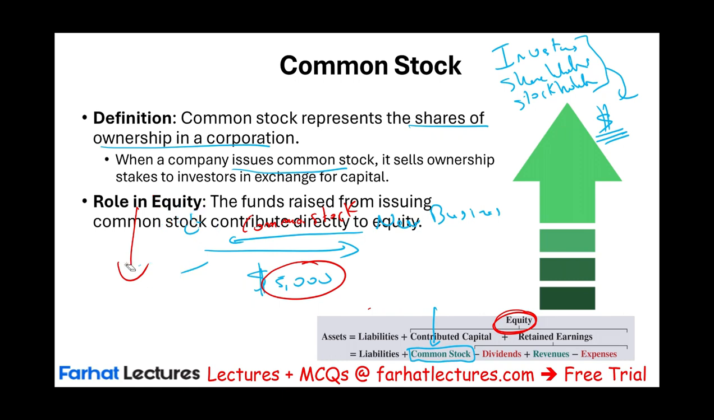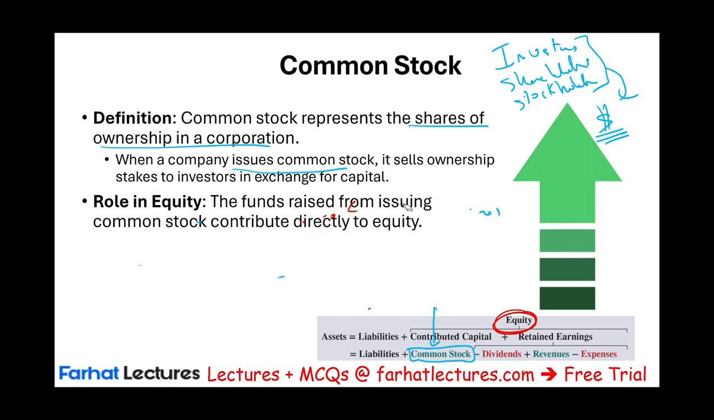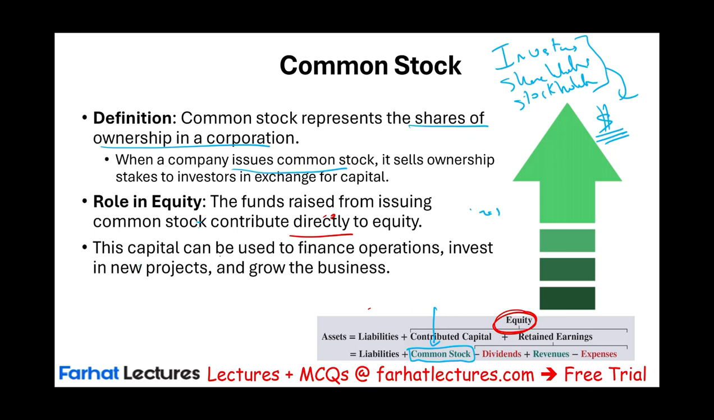It's called common stock. So the funds raised from issuing common stock contribute directly to equity. It increases equity. This capital can be used to finance operations, invest in new projects, and grow the business. The company needs money to operate, to grow. Now, common stock is called contributed capital. What is contributed capital? As the word suggests, capital means money. It means money provided by the investors, contributed to the business.